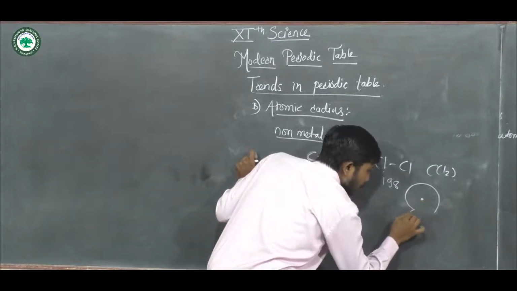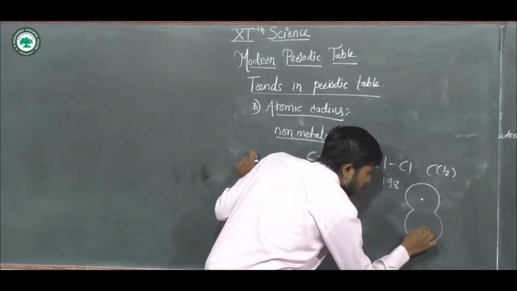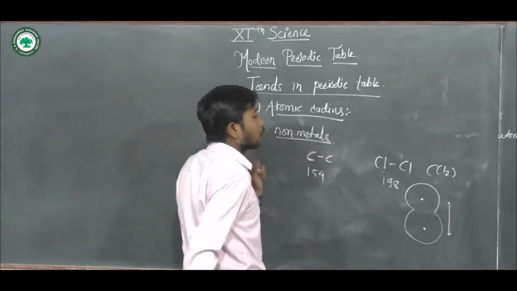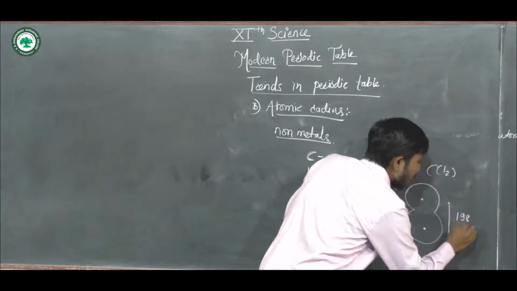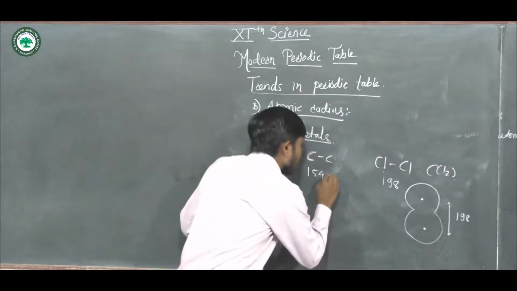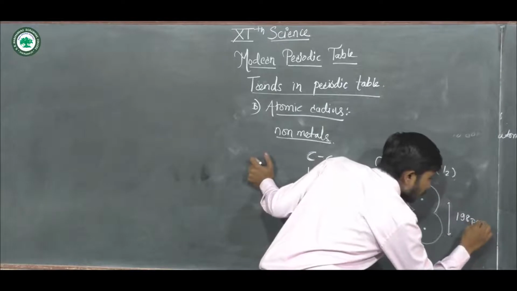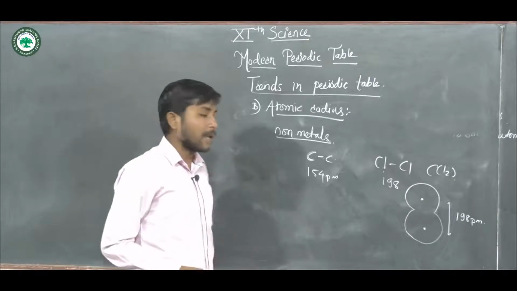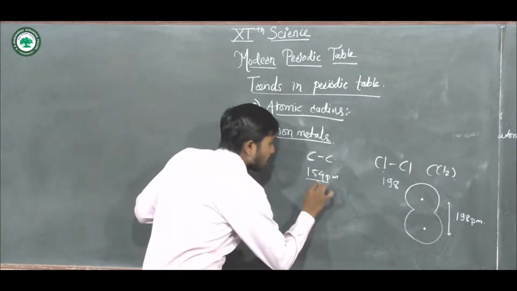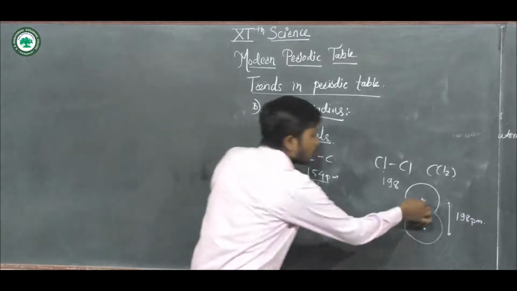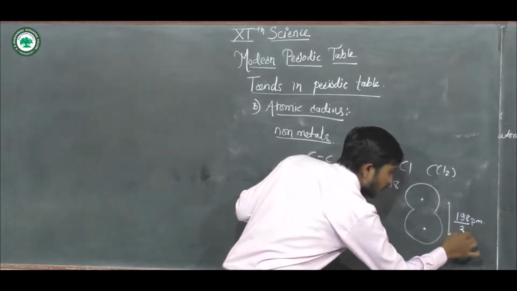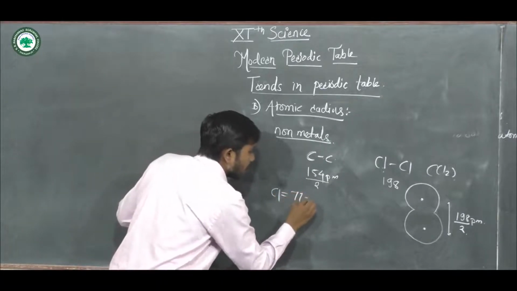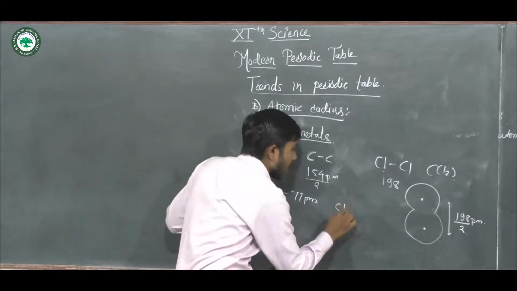This is the nucleus of chlorine. This distance between the two nuclei of chlorine is 198 picometers, and the radius is measured in picometers. This radius can be calculated by making it half, because the distance between the two nuclei is twice the radius. That's why the atomic radius of a carbon atom would be 77 picometers, while for the chlorine atom it is 99 picometers.